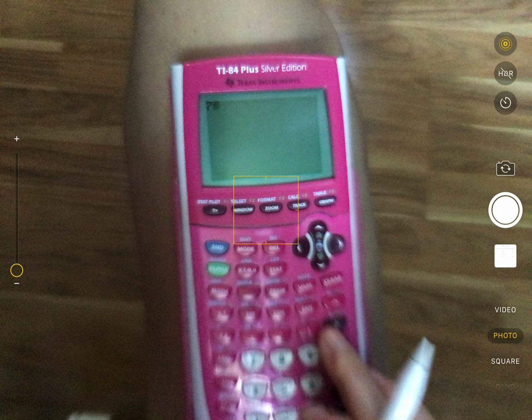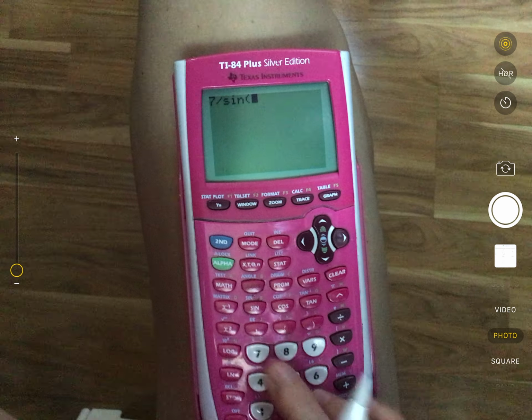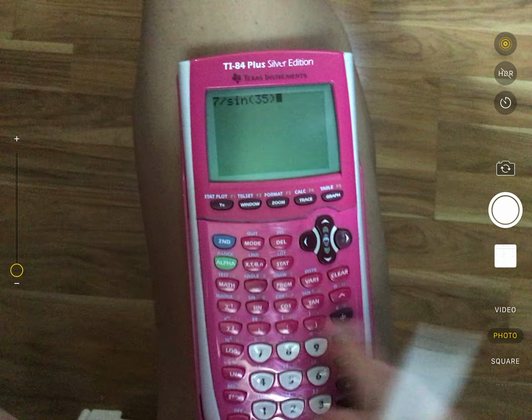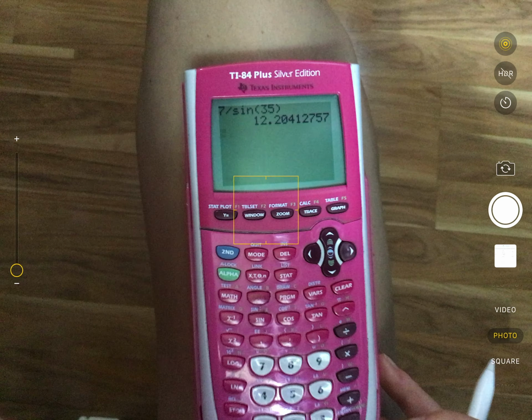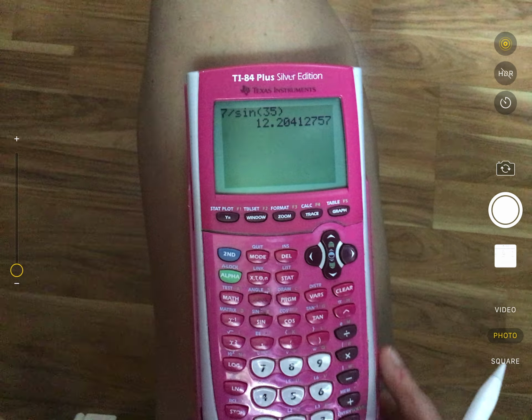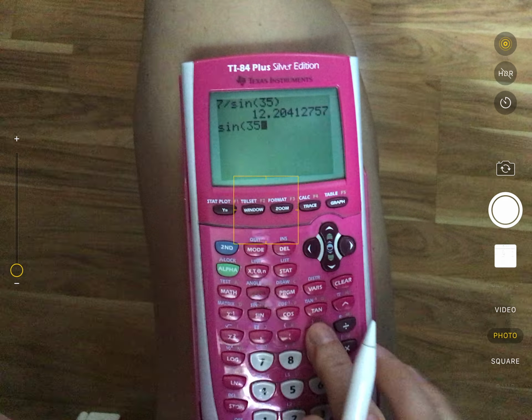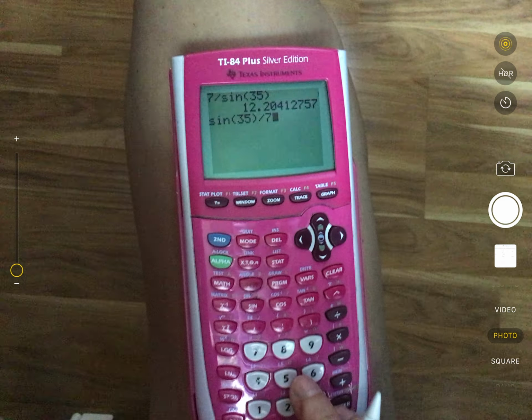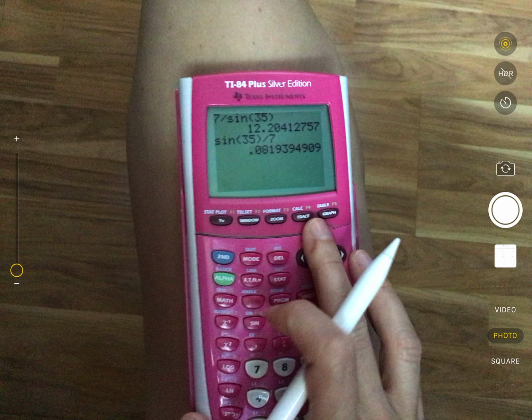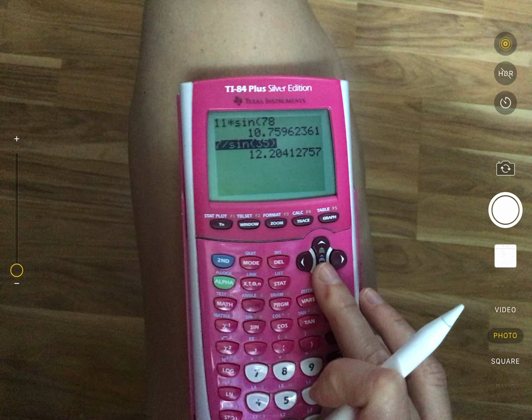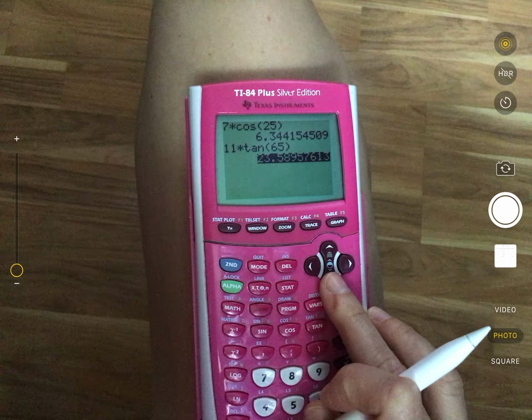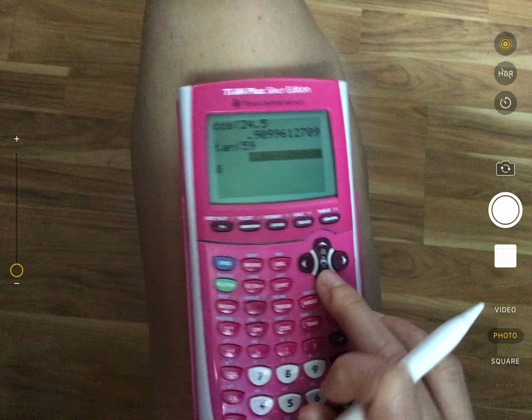So let's talk about the two different types of calculators again. If you have the forward facing calculator, I'm going to do 7 divided by the sine of 35 degrees and close my parentheses. 12.2 should be what we're aiming for. Now be careful, don't type in sine of 35 divided by 7. That is a very different and very incorrect answer.